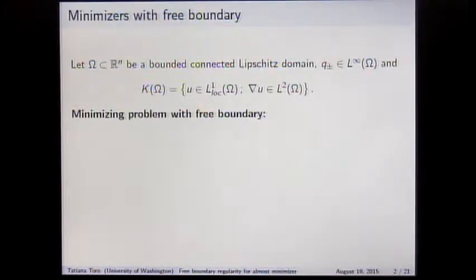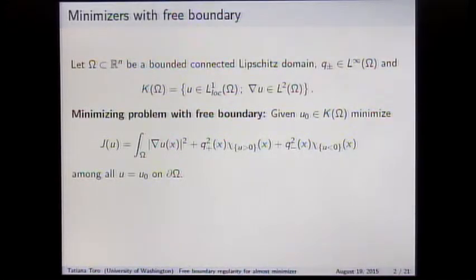Okay, so let me first set up the minimizers with free boundary. What I do is I take a bounded connected Lipschitz domain. Think of the unit ball. That's more than enough for our purposes. We take two functions, q plus and q minus, which are in L infinity, and the class of functions we're going to look at are functions in L1 log with gradient in L2. And we look at the following minimizing problem, which gives rise to a free boundary.